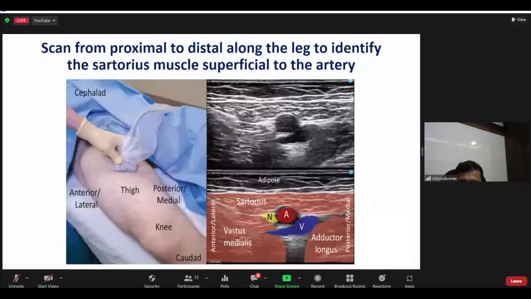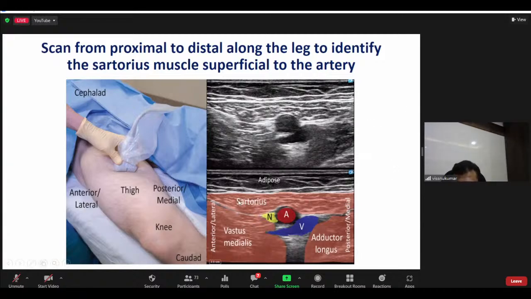Now initially we are just scanning from this region for identifying the femoral artery. Trace the femoral artery as you go down, and once you reach the mid portion, the femoral artery is exactly in the mid portion of the sartorius muscle, which is nothing but the triangular muscle. Sir, you should not ask that this is not a triangle. Actually, the transducer has been applied with so much pressure that it's losing its triangular shape.